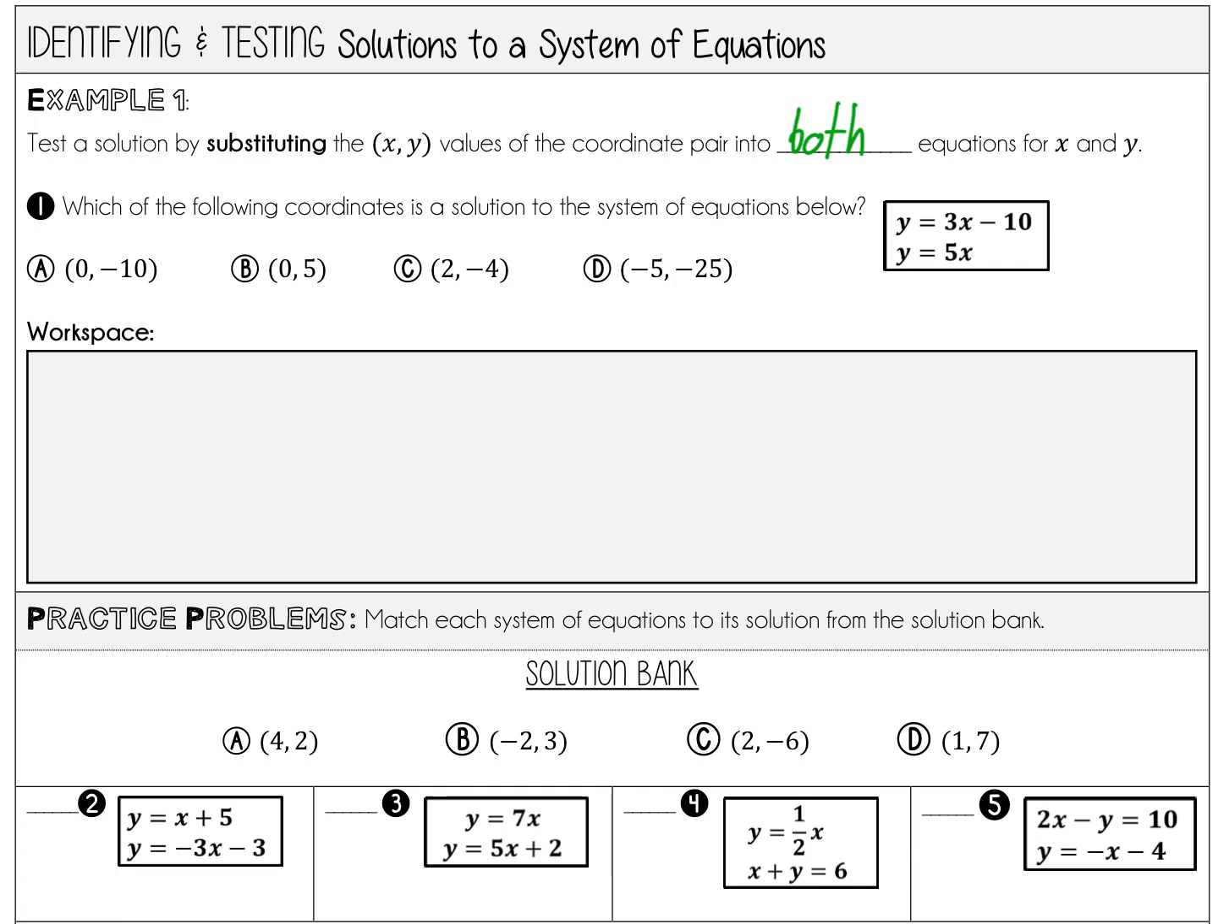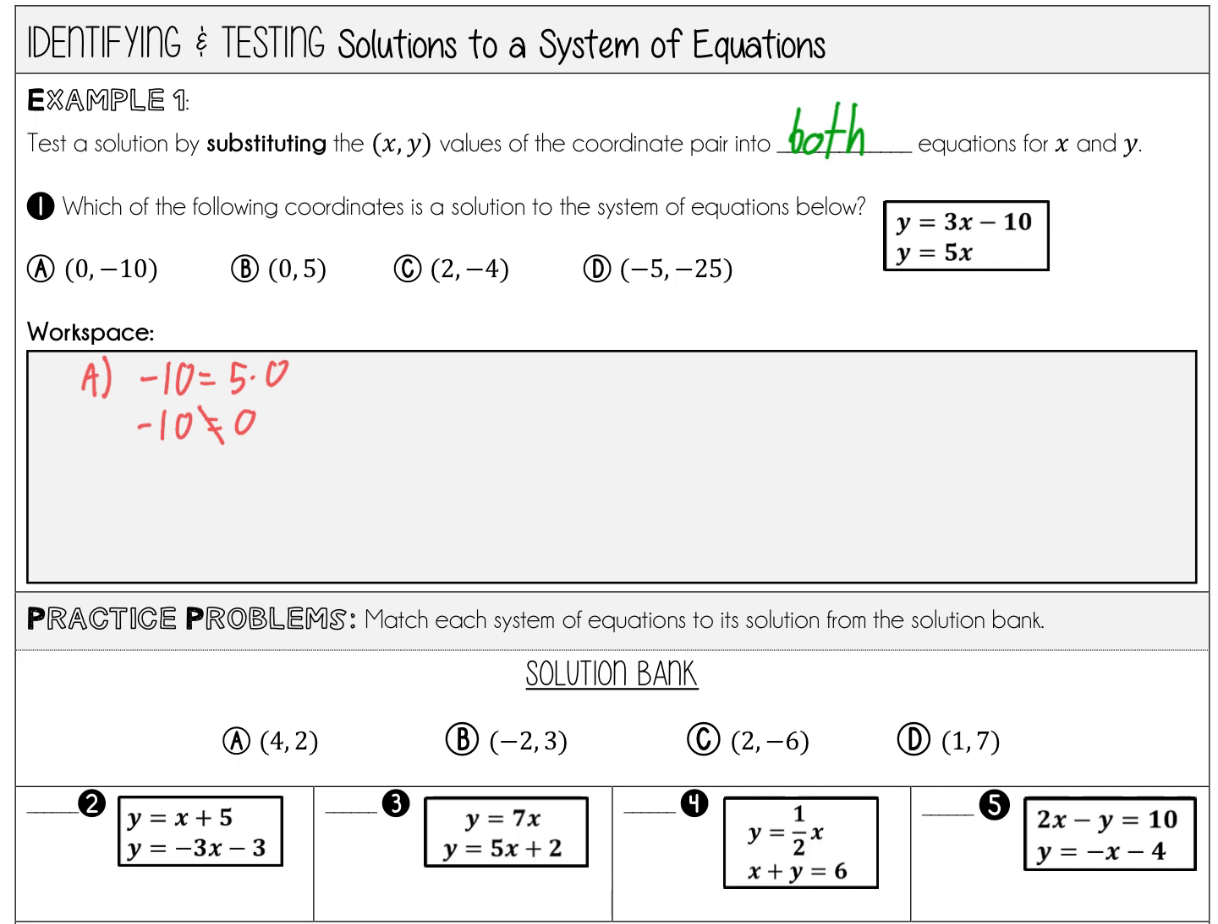If we were to try plugging in x equals 0 and y equals negative 10 into the bottom equation, y equals 5 times x, we would get negative 10 is equal to 5 times 0. And since 5 times 0 is 0, this is not true, so the answer cannot be A.